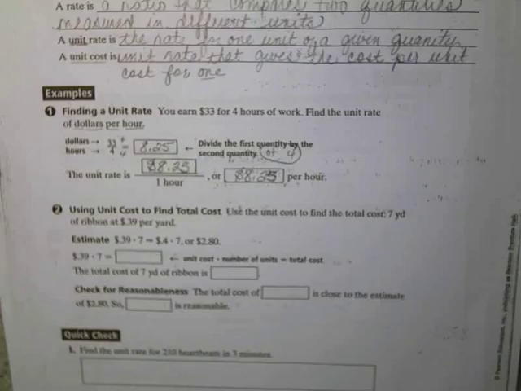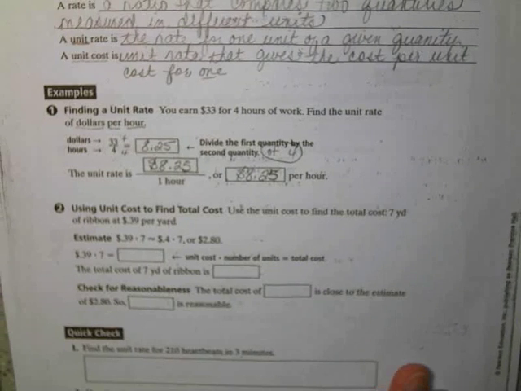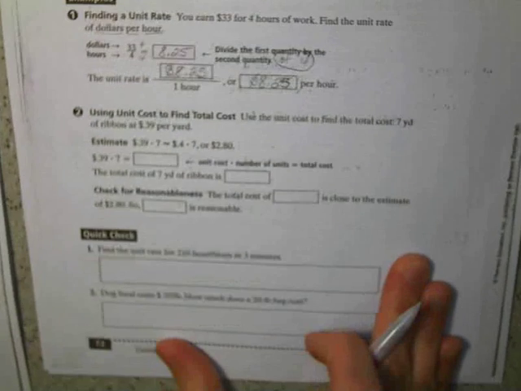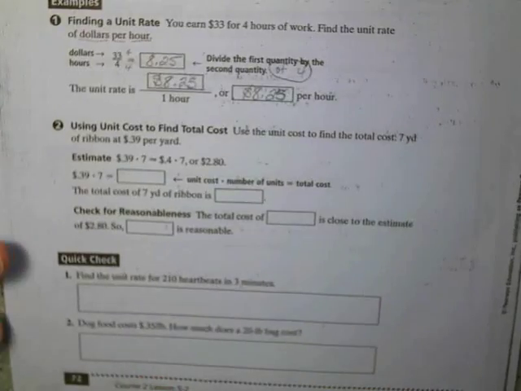So again, it's just finding how much you would get paid for 1 hour's work, and this is a case where you're not always going to get paid full dollars. You're going to get paid dollars and cents and so forth. And that is certainly acceptable.